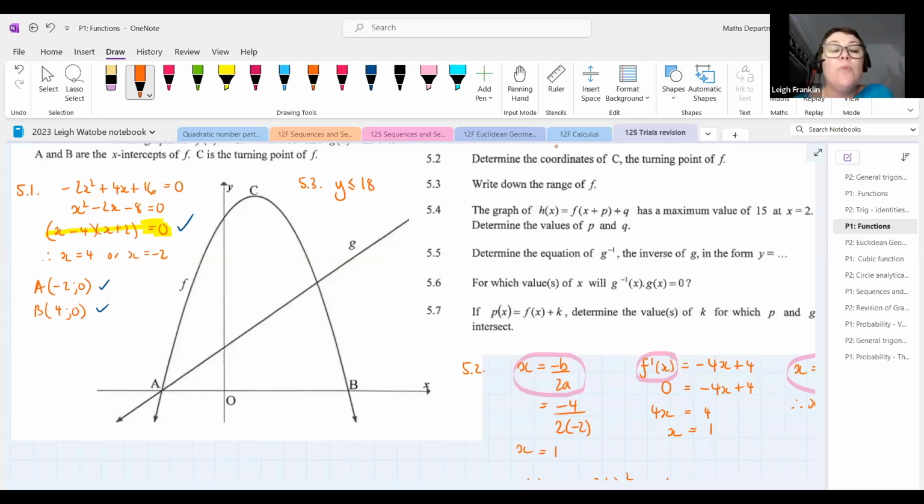Of course, the other way that we could write this if we wanted to is y is an element from negative infinity with a round bracket up to 18, like so.